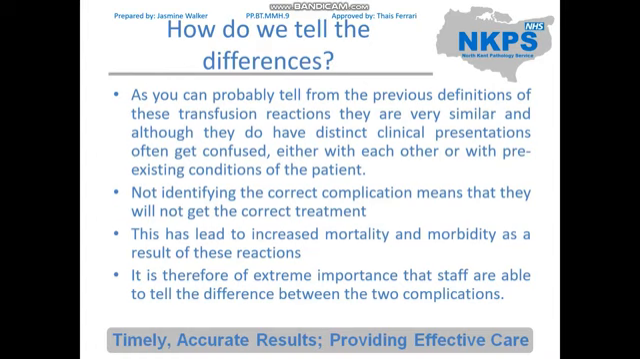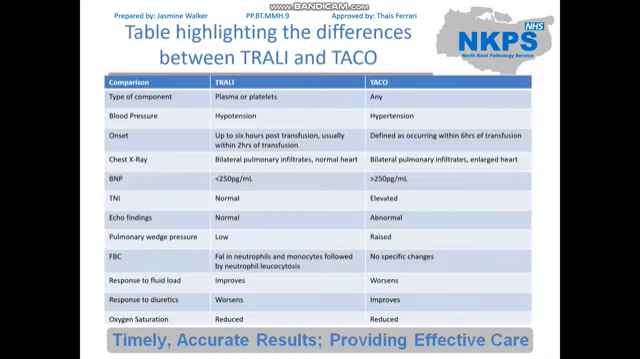And you can make it worse if you're treating someone who has TRALI with the treatment for TACO. And it's because of this confusion that there is so much more mortality and morbidity associated with these complications, because they're either not identified in a timely manner because the patient has pre-existing conditions, or they're confused and it makes it worse instead of helping treat the patient. So it's really important that people are aware of the differences between the two. I've put them in this table.